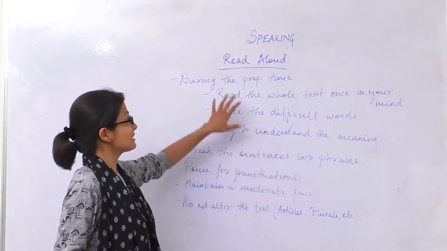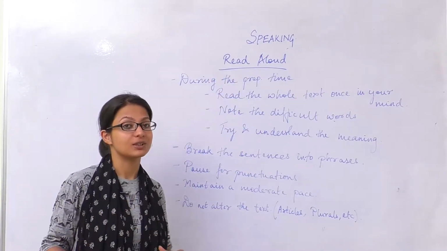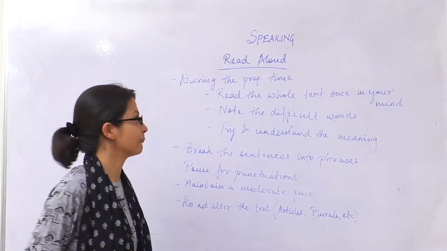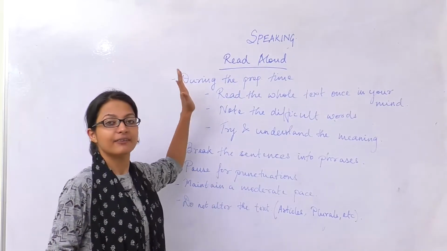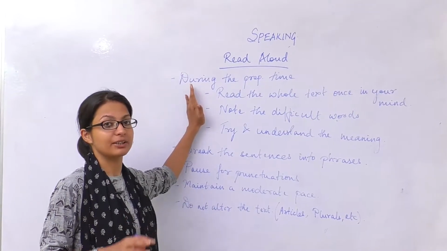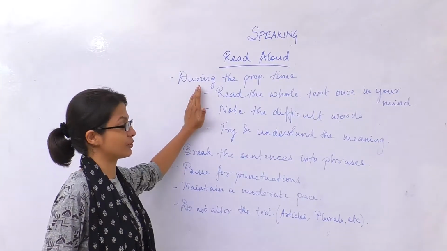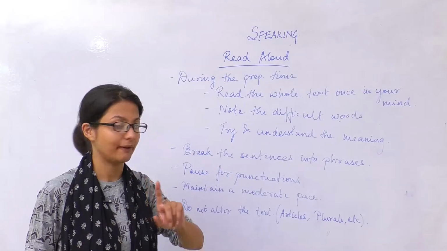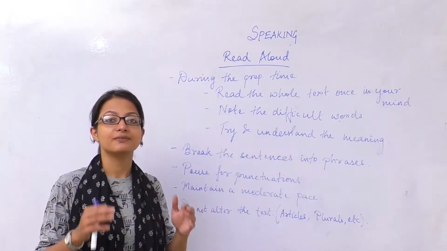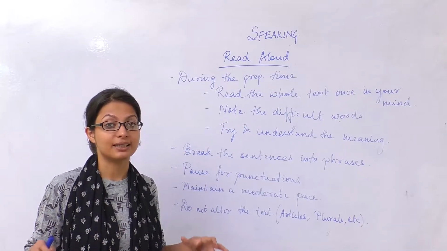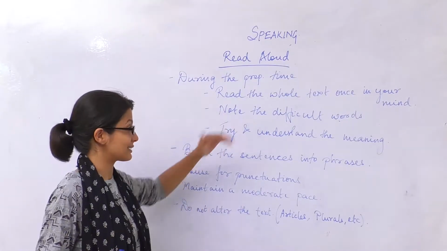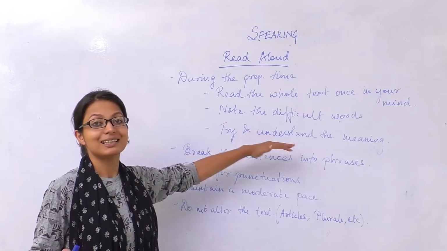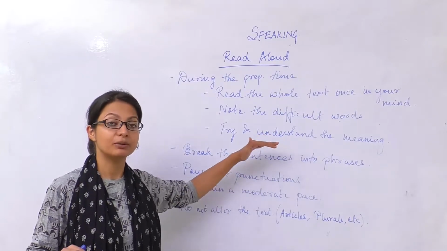Now, let us look into some do's and don'ts for your read aloud task. The first one is the 30 to 40 seconds that you get to prepare. Please make sure that you read the whole text in your mind at least once. Then, look out for the difficult words or the long words that you find in the text. Try and understand the meaning of the text. Why am I doing so?